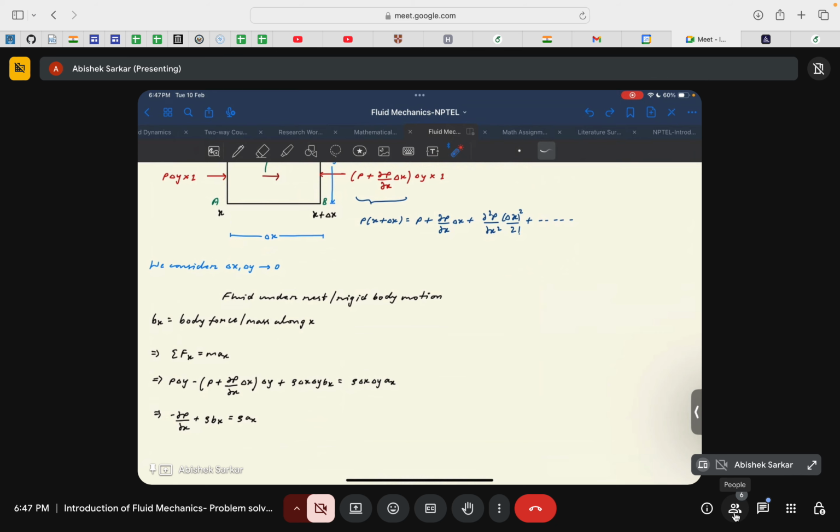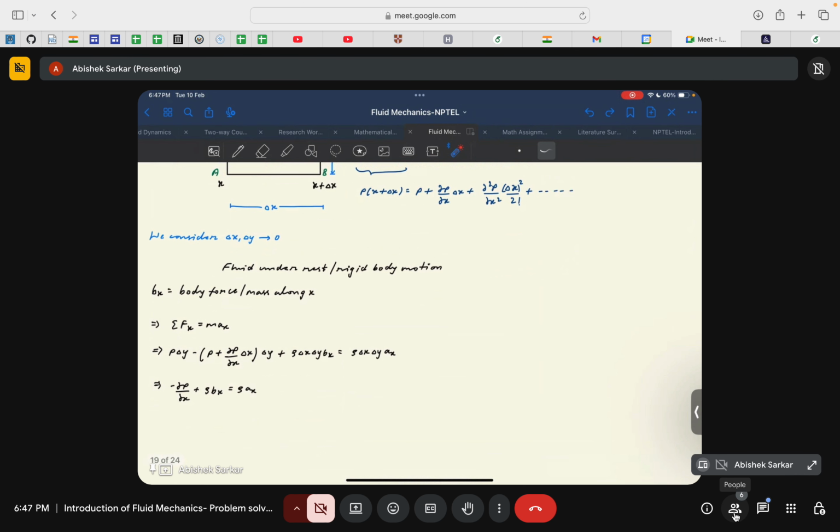Similarly, you will get the exact similar expression along the y and z directions. You will get minus dou P by dou y plus rho By is equal to rho ay, and minus dou P by dou z plus rho Bz is equal to rho az. So you get the same expression along the y and z coordinates as well.